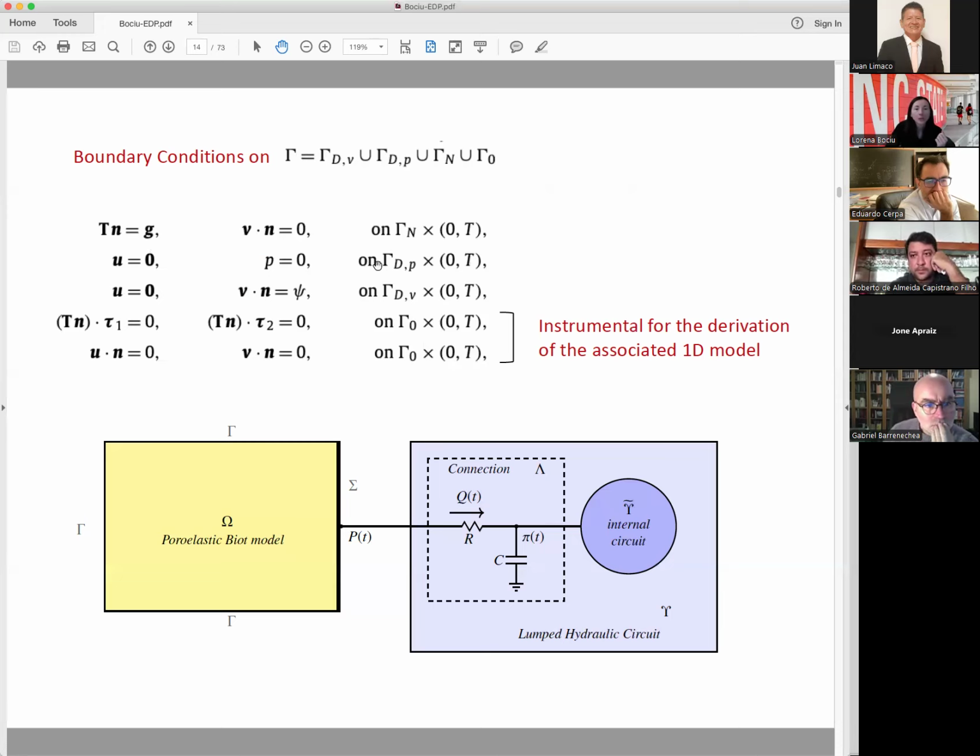So what we do, we split the gamma D part into two parts, gamma dP, which on this part pressure equals 0, and gamma dV, where we have a Neumann type boundary condition for the pressure, because remember, discharge velocity is kind of like gradient of pressure. So this is gradient pressure dot N equal given source psi. The last two you don't need to focus much on. These were included here just because they're instrumental for the derivation of the associated one-dimensional model. So I will skip those.